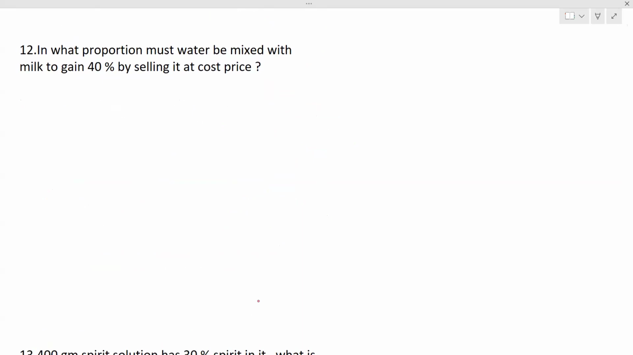In what proportion must water be mixed with milk to gain 40% by selling at cost price? Okay. Look at this question. This question entirely looks different. It looks different, but it is the same. Can anyone give it a try? Don't be stressing upon being right. Okay. Just try the question.